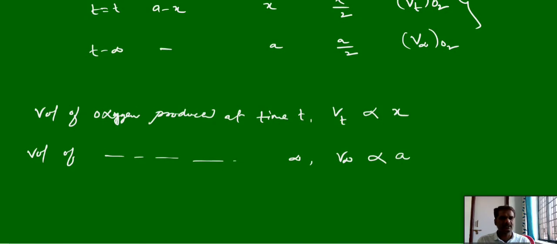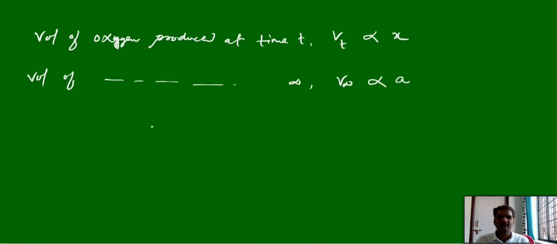Again, to identify the integrated rate equation, what do we require? The initial concentration A is required. So here A we can take as V infinity. Why? Because they are directly related. In place of A we can write V infinity, and in place of A minus x, you can write V infinity minus x, which means Vt.